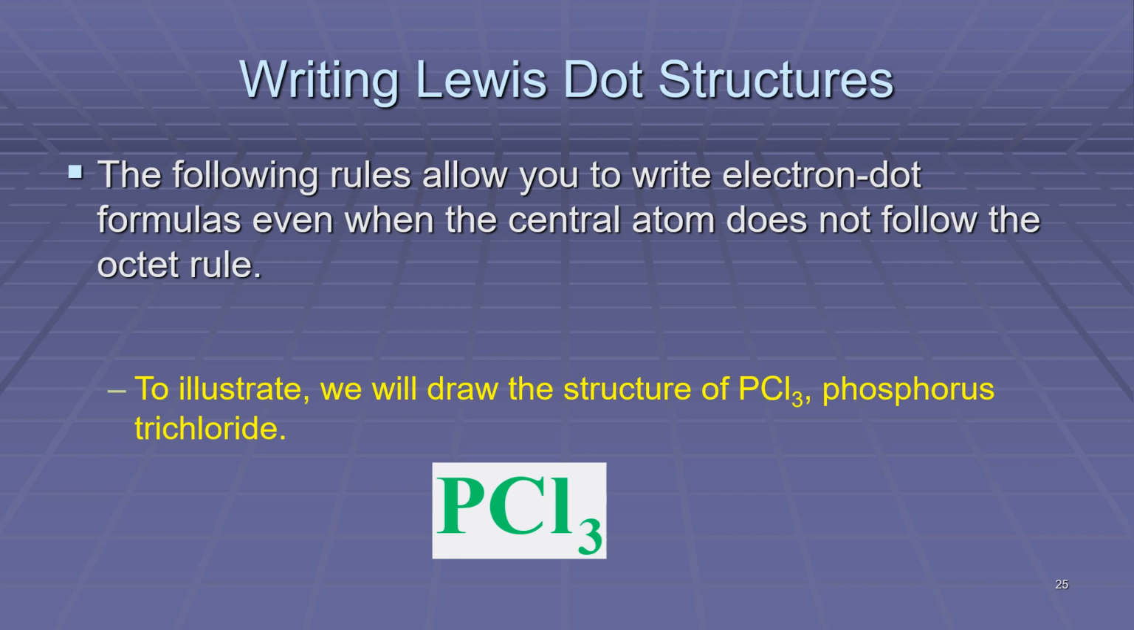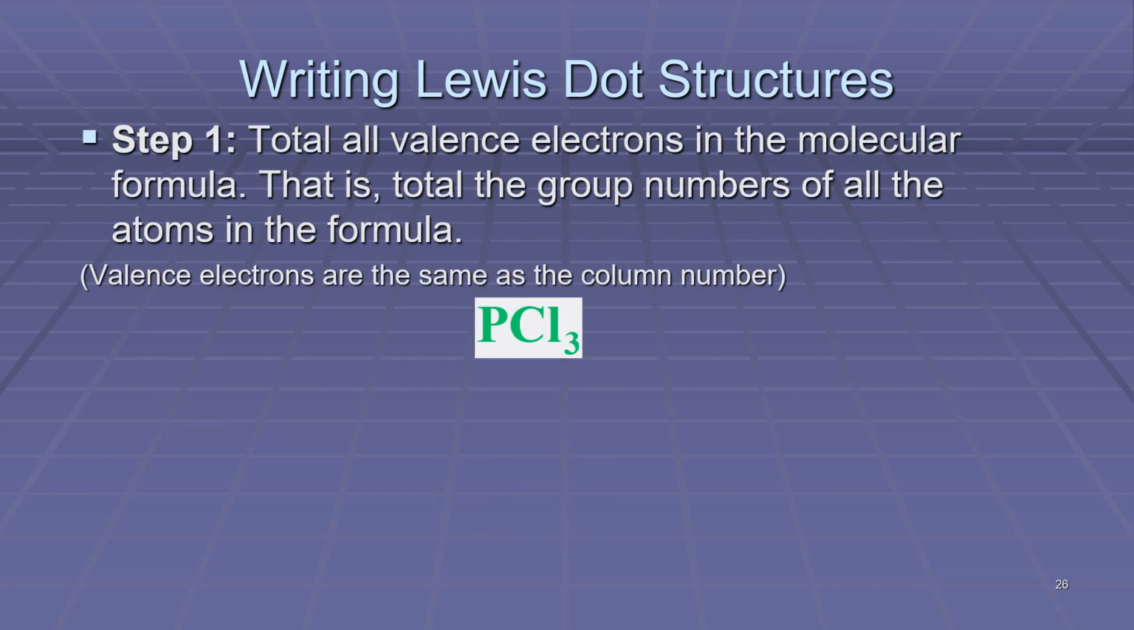So PCl3. The first thing we want to do is find out the total number of valence electrons that the molecule has. It's kind of like a puzzle. The phosphorus and each of the three chlorines come to the table with their given number of electrons, and they want to figure out how they can share these electrons so that they're all happy.